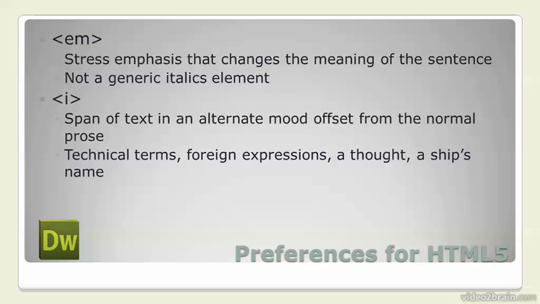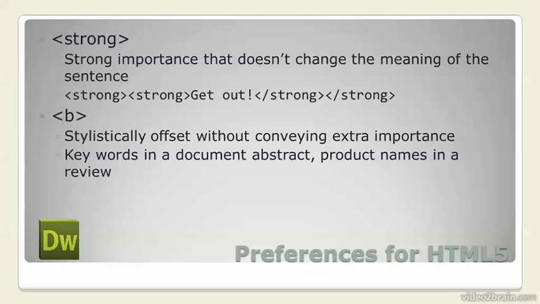i, on the other hand, should be a span of text in an alternate mood offset from the normal prose, something like a technical term, a foreign expression, a thought, or maybe a ship's name. The strong tag is redefined as meaning strong importance that doesn't change the meaning of the sentence. You can even nest strong tags together to give something even greater importance.